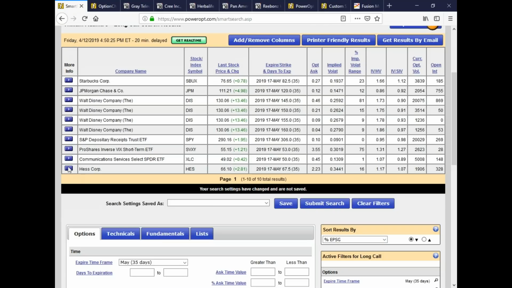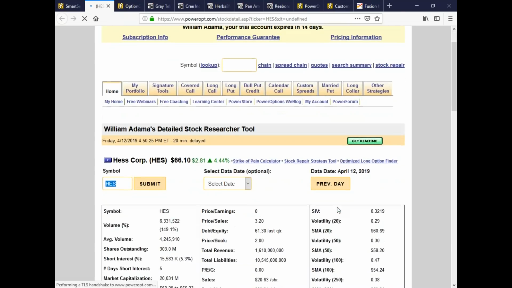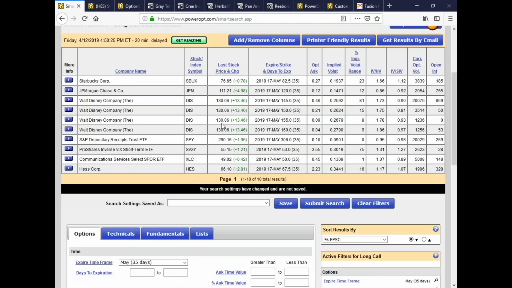Well, thank you, Mark. This is not something I normally trade on, but I'm curious to see. Oh, sorry, wrong button. I didn't want the option research. I want to see the stock research. I want to see if earnings came out on Hess recently or if they're coming out. Interesting volume to open interest there, huh? 328 to 1906 on the at the money 17th of May expiration, 2 weeks after the earnings. Neat.